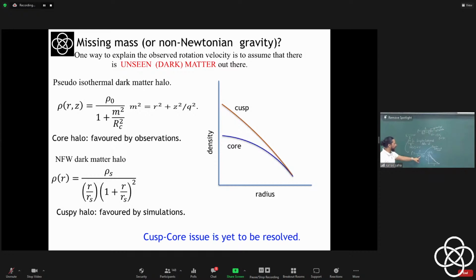And when R is greater than Rc, this is proportional to 1 over R square. This is like steep. Now the important part is at the center. At the center, the dark matter halo profile would be cuspy, with a high density. So this is called the cusp.